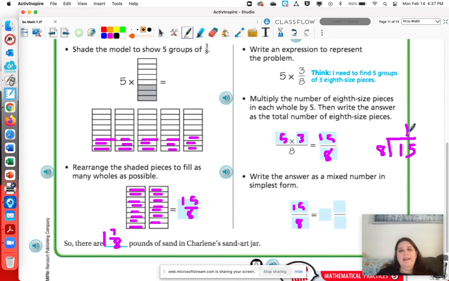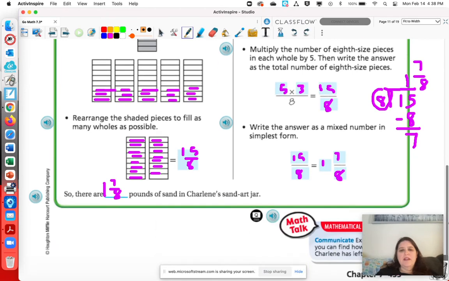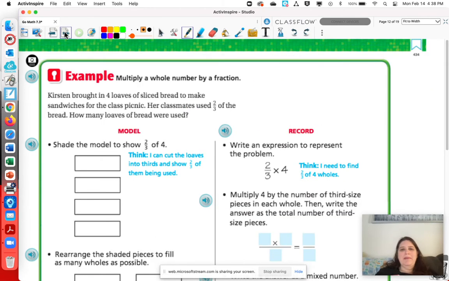And it's 1. We subtract. Make sure you're using those multiplication charts if you need to. And then the remainder goes on the top and the number on the outside goes on the bottom. So 1 7/8, which is the same way. So let's go ahead and go to the next problem.